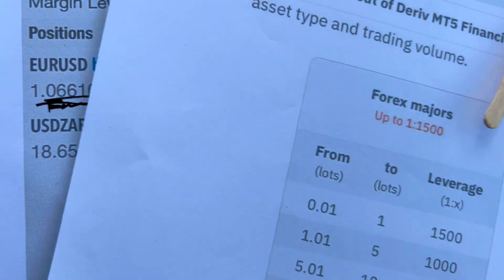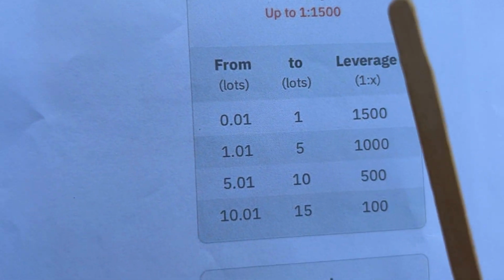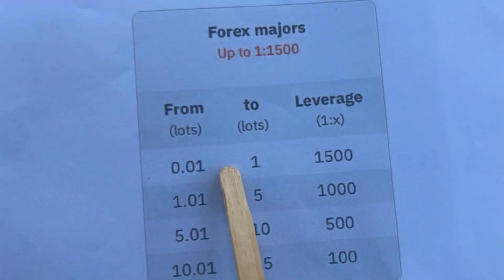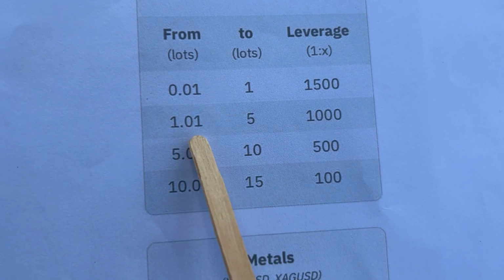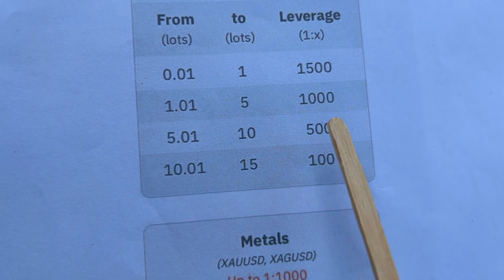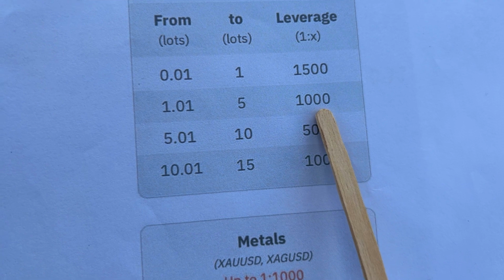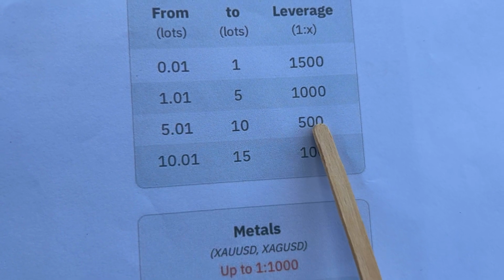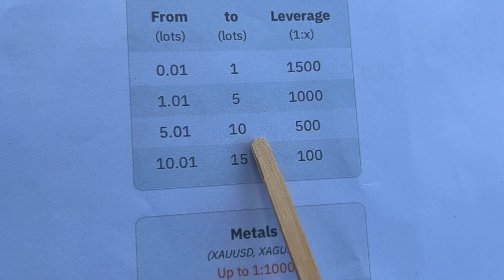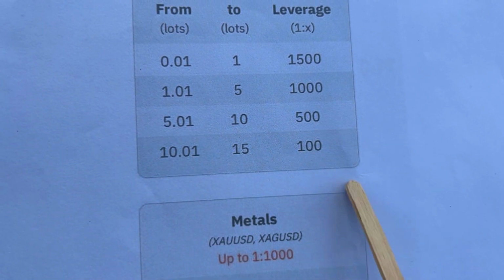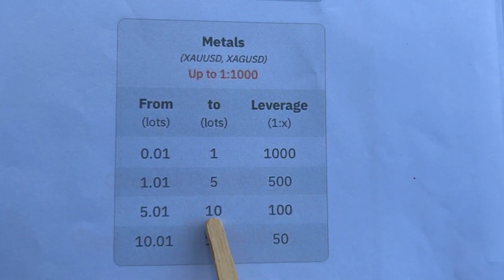And let's take a look here. Here we have leverage, currencies. We're trading Forex majors, all right? Lots. From one lot upwards, we have 1 is to 1,000. From 5 lot, we have 1 is to 500, which is maximum 10 lot. So these are the parameters that I'm talking about here. Even metals is the same.